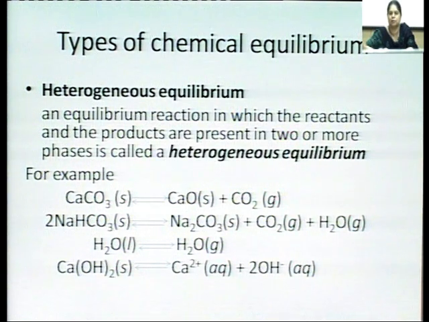The first one is the decomposition of calcium carbonate to give us calcium oxide. Both the reactant calcium carbonate as well as the product calcium oxide are in the solid state. On the other hand, carbon dioxide, one of the products, is in the gaseous state, meaning there are two different phases over here.